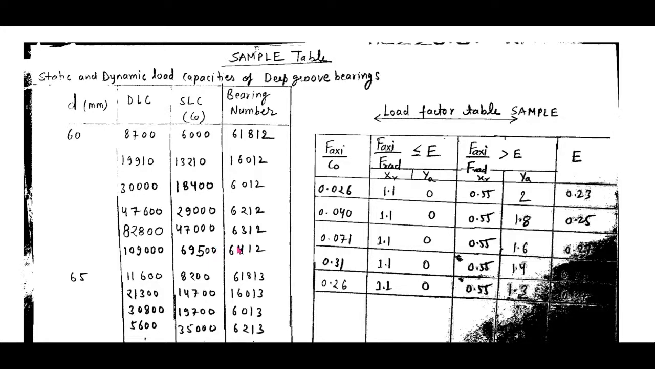So our bearing is 6412. Each of the numbers has a particular meaning here, which I will explain, for which I will make a similar video on the single row deep groove ball bearing. The next video will be on the bearing designation.